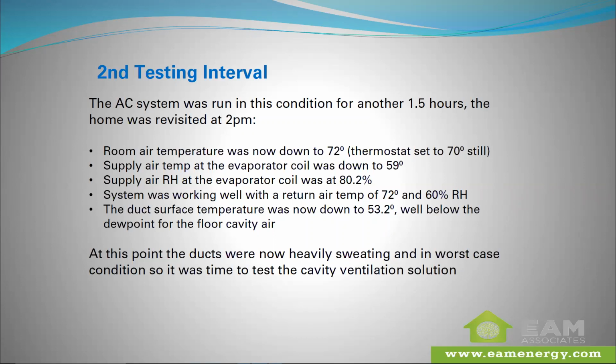At this point, the ducts were sweating heavily enough that we were seeing the kind of dripping that we knew was occurring, and that would be dripping down to drywall and other materials, causing these issues with the building durability. So at this point, we did our cavity ventilation test, which I'll show you in the coming slides.